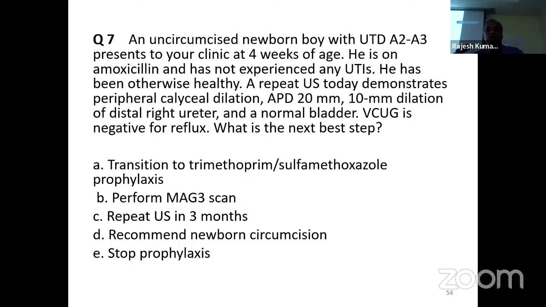So an uncircumcised newborn baby with a prenatal high-risk UTD, now presenting postnatally at 4 weeks of age where there's APD 20 millimeters, that means it's a P3, postnatal high-risk, not high-risk, it's an intermediate risk because the bladder is normal and probably he doesn't have the echogenicity also of the kidneys. So it is an intermediate risk.